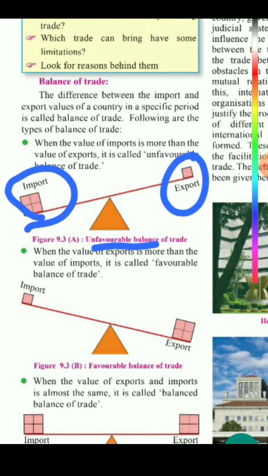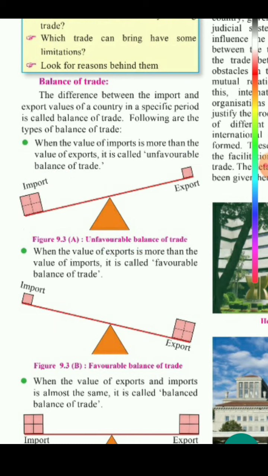In unfavorable balance of trade, import of the country is more. That means you have to buy more from the other country, and export is less. Can you see here? Import is more and export is less. So the import side is down, whereas the export side is up. So this is an unfavorable balance of trade.